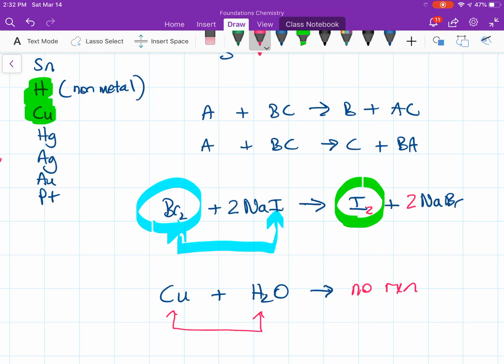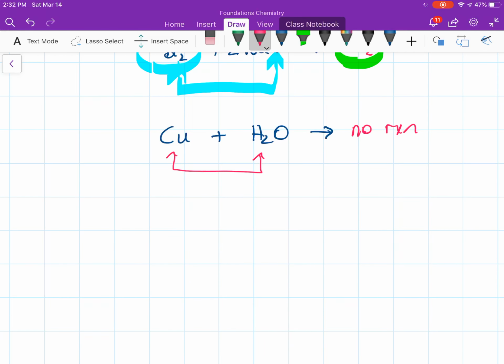Okay? So that's single replacement reactions and just a little bit of practice. Now let's move on and let's talk about double replacement reactions.